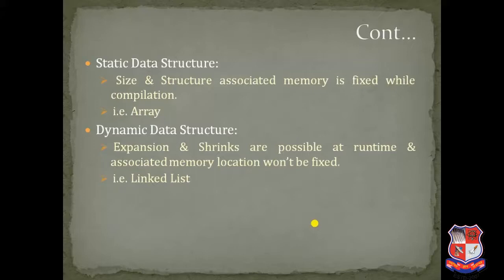Static data structure. If the size and structure associated memory is fixed at compilation, then it is known as static data structure. An example of static data structure is array. Dynamic data structure. In this kind of data structure, expansion and shrinking are possible at runtime, and the associated memory location won't be fixed. The example of dynamic data structure is linked list.